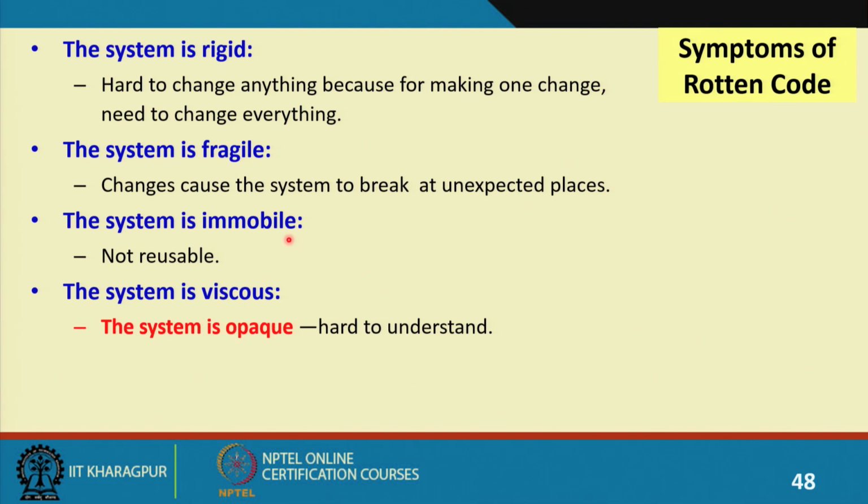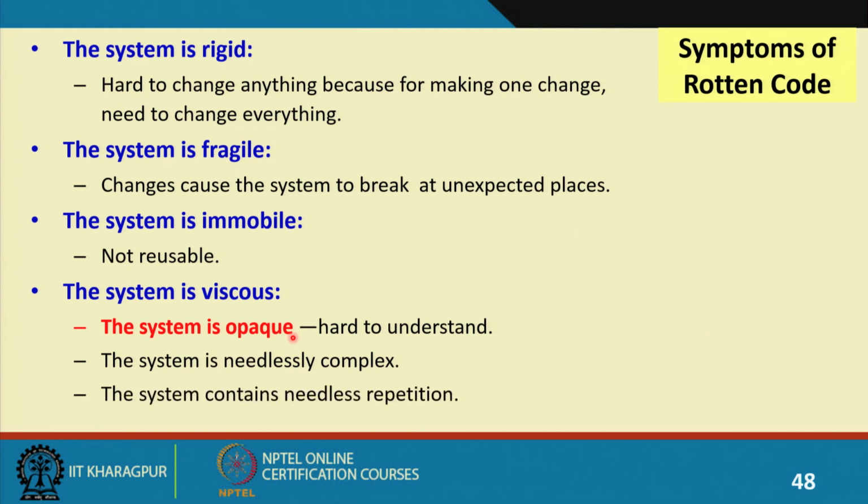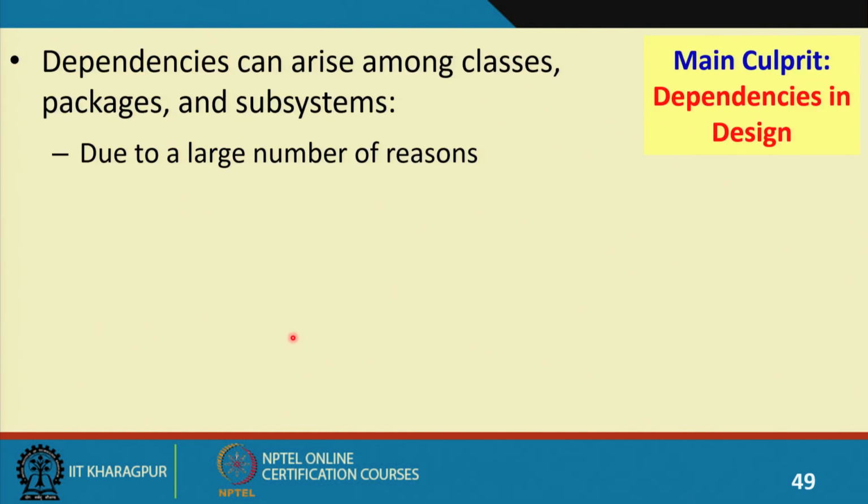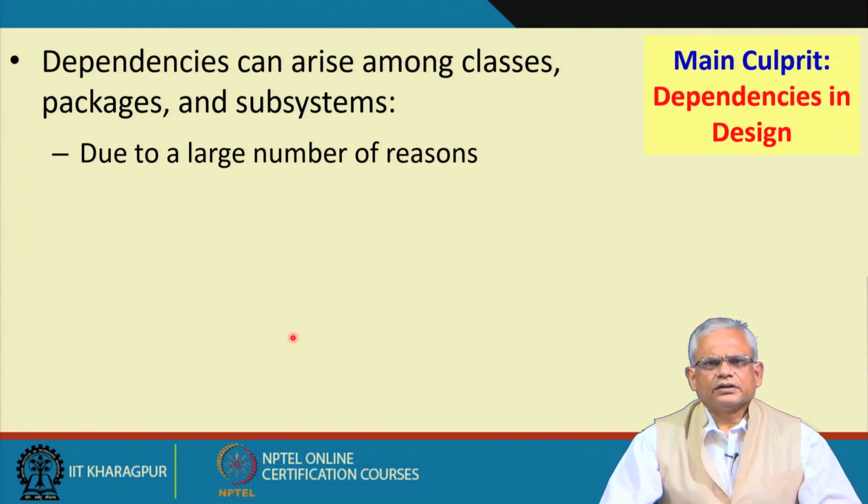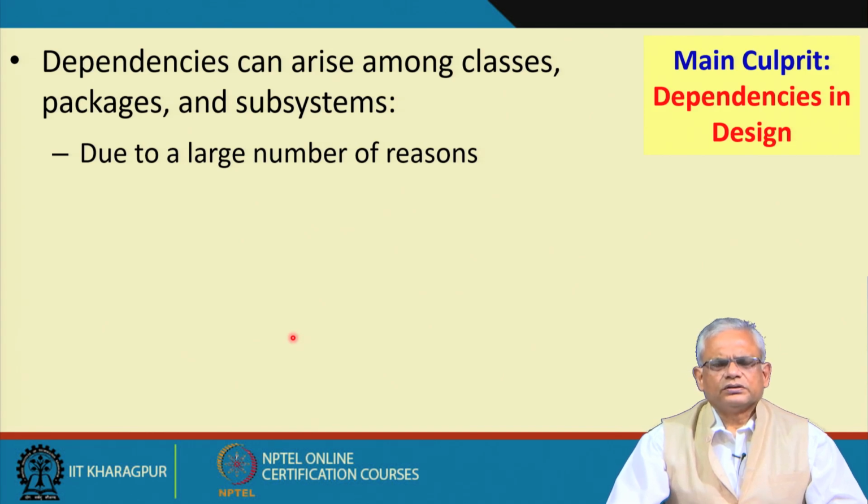The system is viscous, that is, hard to understand, very complex, more complex than what it should be. There is a lot of repetition, but it is hard to eliminate it. And this part of the discussion is based on the work of Robert Martin, his book on object oriented design.